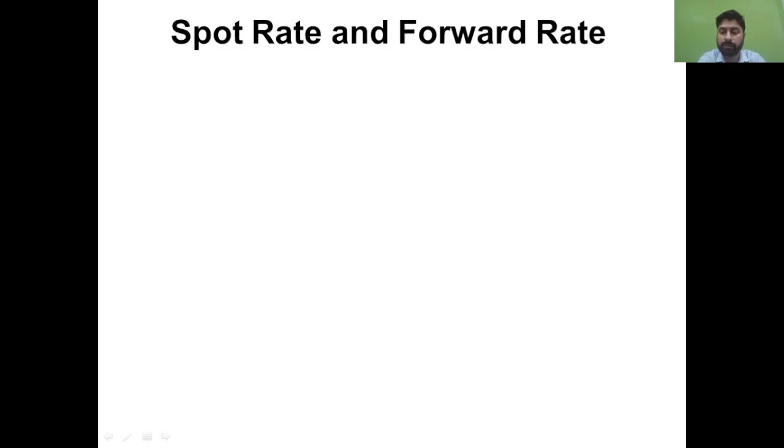Hello everyone. So today we are going to talk about a new topic, which is your spot rate and forward rate. So again, this topic is very important from the examination point of view. You should be aware of what is the exact difference between a spot rate and forward rate.